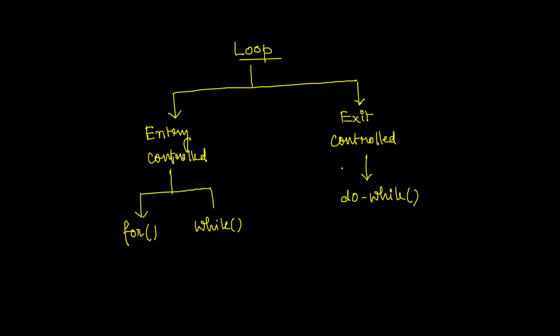So we will start with the for loop first, and then we can continue with the other loops one by one. So let's start the for loop. How does the for loop look? We write it in this way.